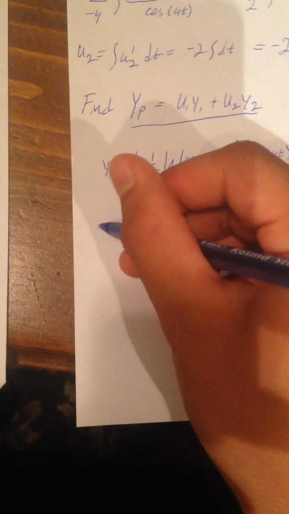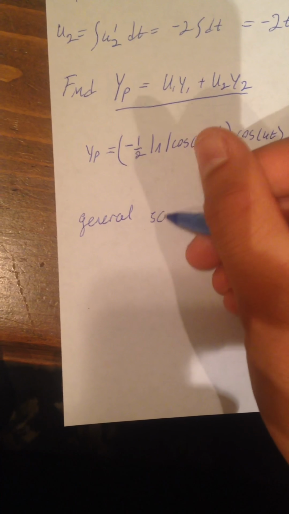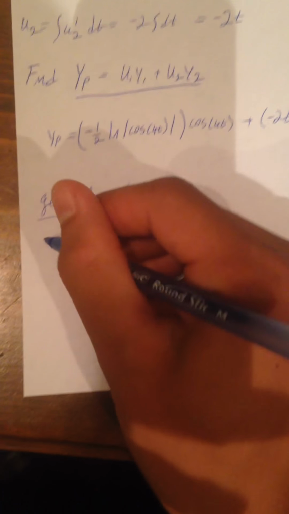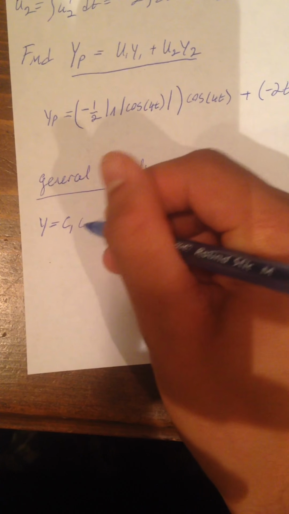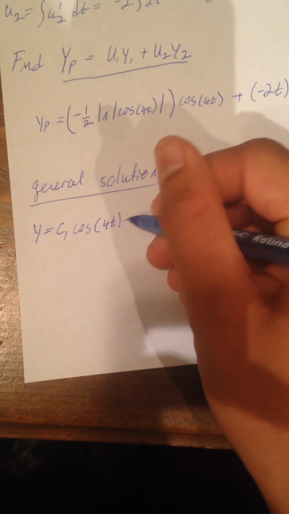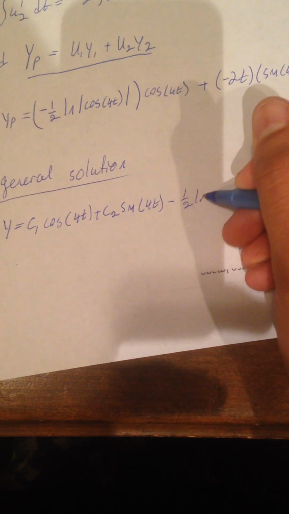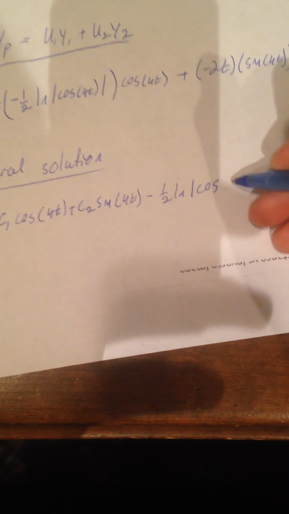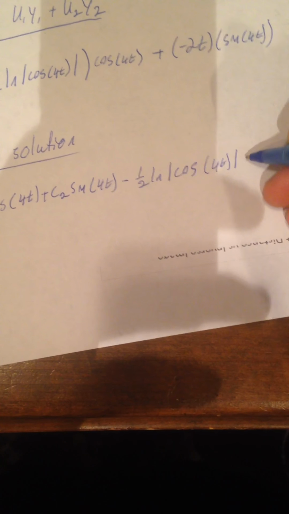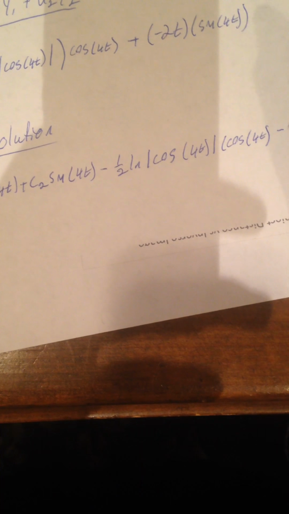And your general solution is your y sub p plus your y sub c, so it's going to be y equals c1 cosine 4t plus c2 sine 4t minus 1/2 ln cosine 4t times cosine 4t minus 2t times the sine 4t. That's your general solution right there.